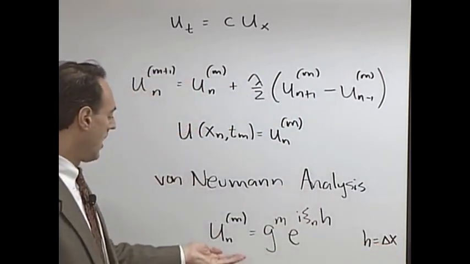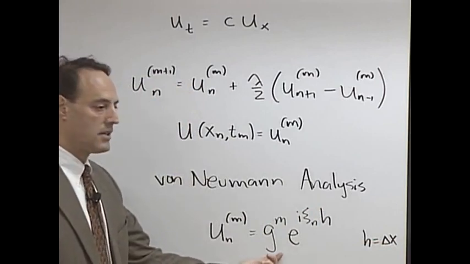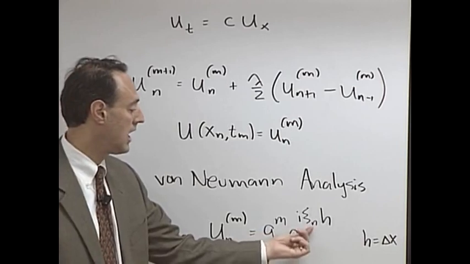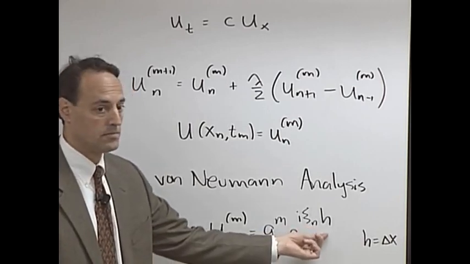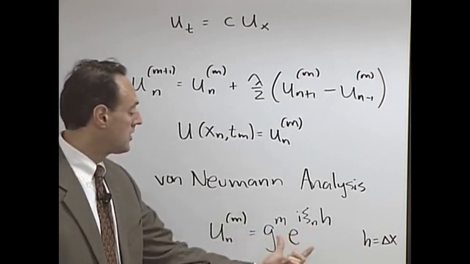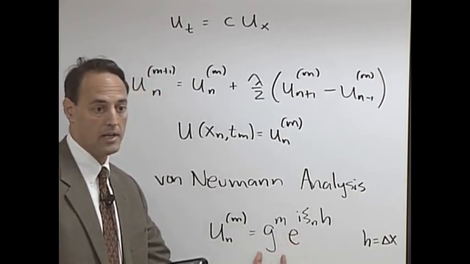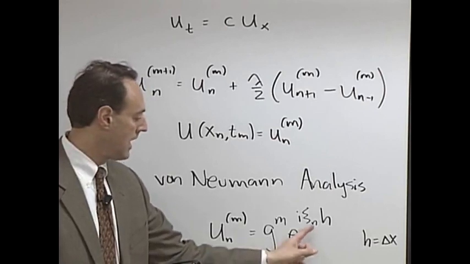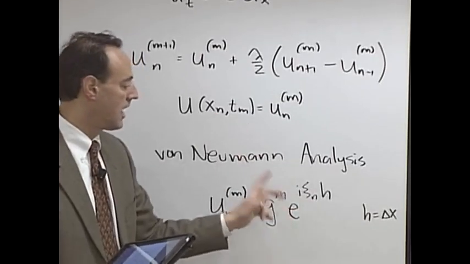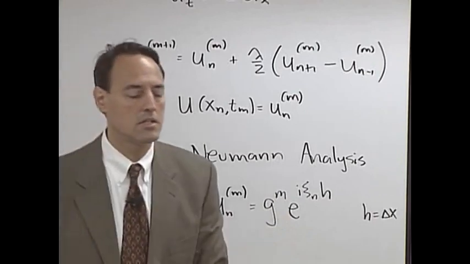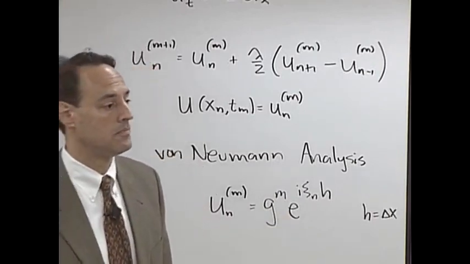So he says, look, I'm going to do the following. Write it down as some constant g to the nth power times e to the I c of n h. Okay? So what is this? This is my spatial stuff. This here is my time stuff. N, remember, is space. M is time. What are these? Cosines and sines. So really what he's saying is, let's expand everything out in Fourier modes.